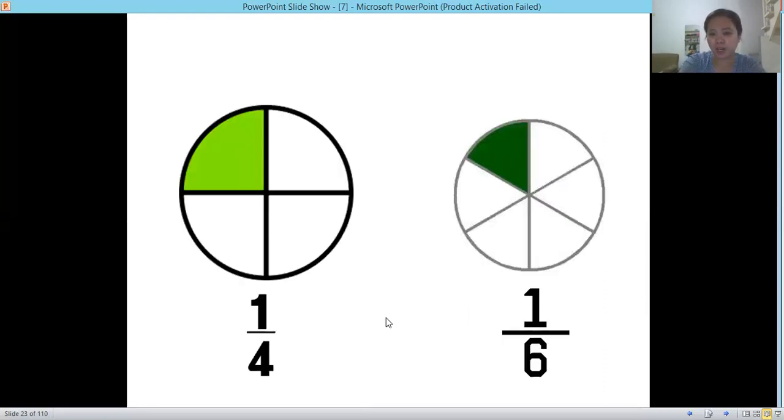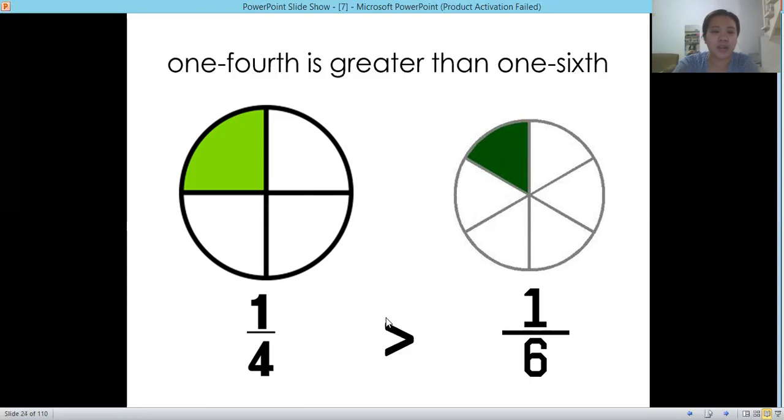What about this one? Okay, look. Look at the colored part. Which one is greater? 1/4 or 1/6? Ready? And show. Correct. 1/4 is greater than 1/6.